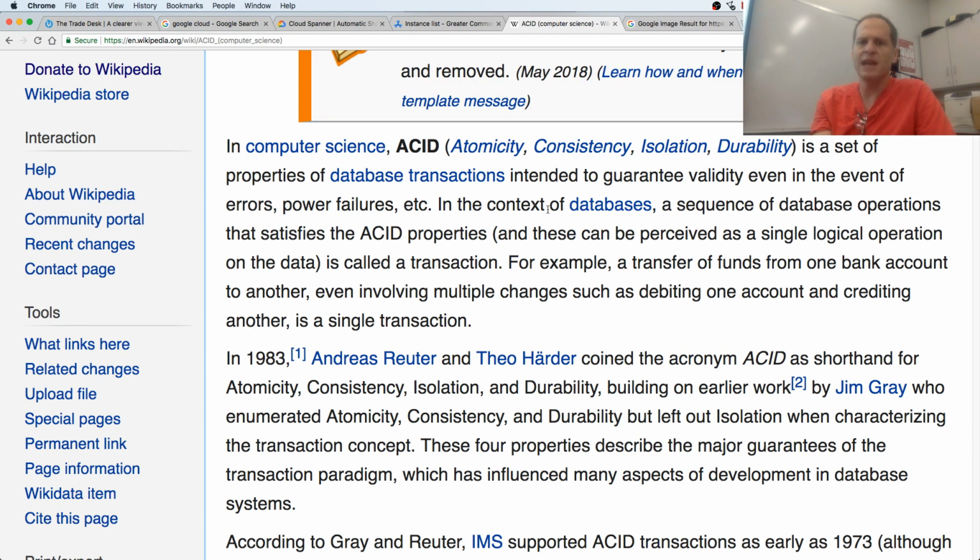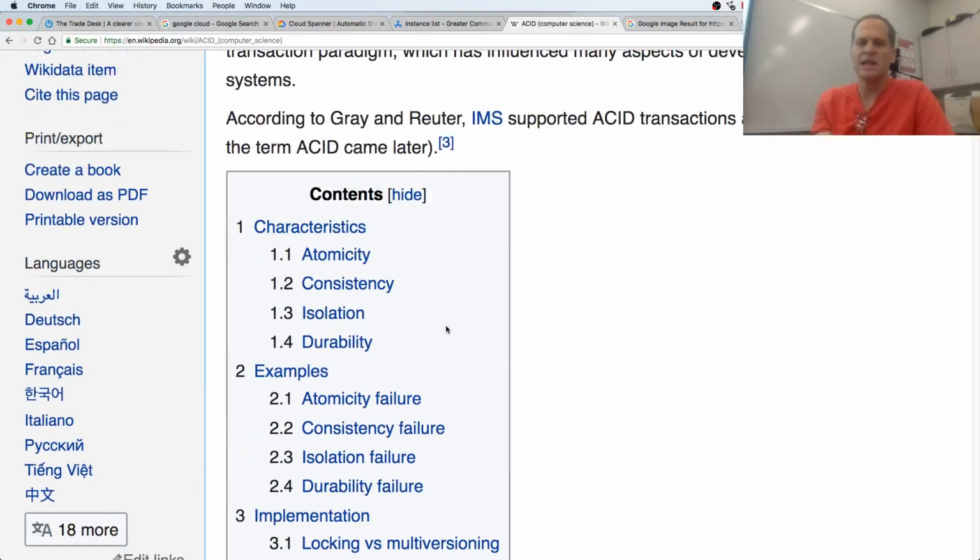In the context of databases, a sequence of database operations that satisfies the ACID properties, and which can be perceived as a single logical operation on the data, is called a transaction. A transfer of funds from one bank account to another, even involving multiple changes such as debiting one account and crediting another, is a single transaction. So that's the classic example.